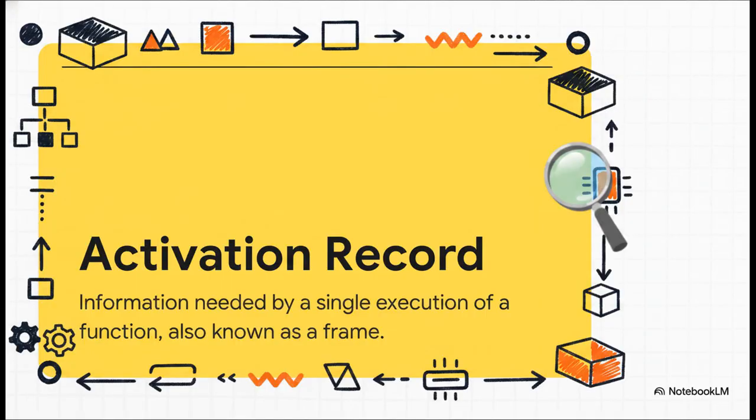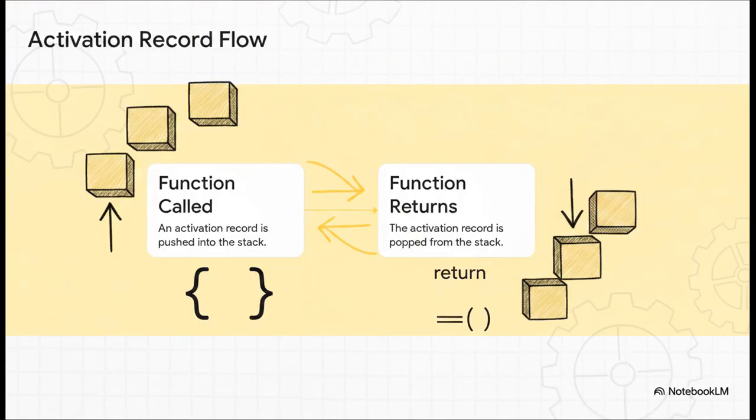Whenever a function runs, it gets its own little temporary workspace called an activation record. When a function starts, its record is pushed onto a stack. When it's done, it's popped right off.